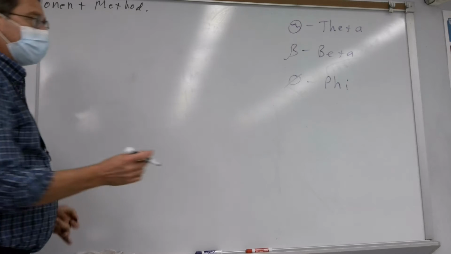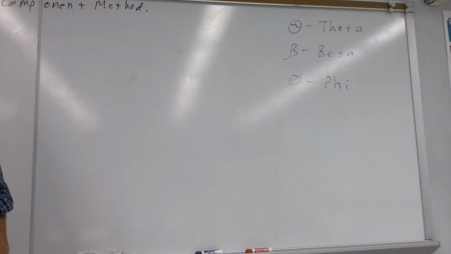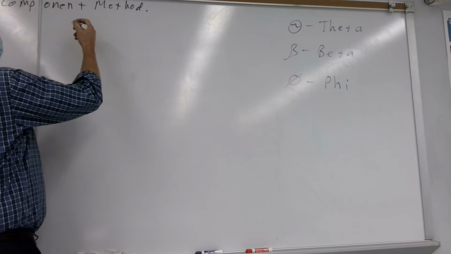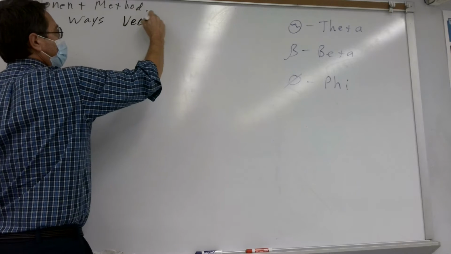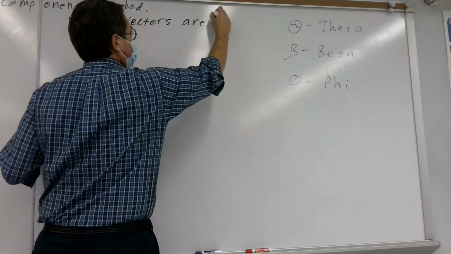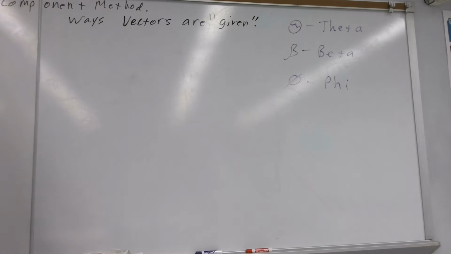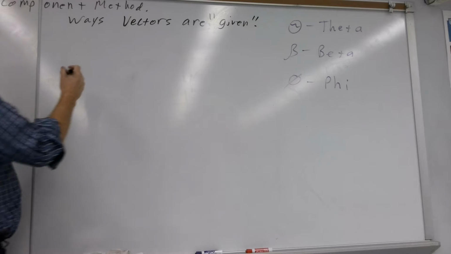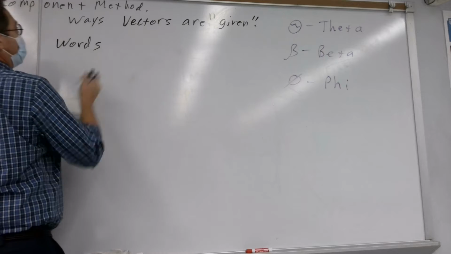Now I'm going to talk about how they give you vectors. The first example is that they can give you a word description of a vector, and then you create the drawing for the vector. Vectors are given, meaning communicated to you in a problem, through their magnitude, the length of the vector arrow, and the direction. So let's say that words are used.